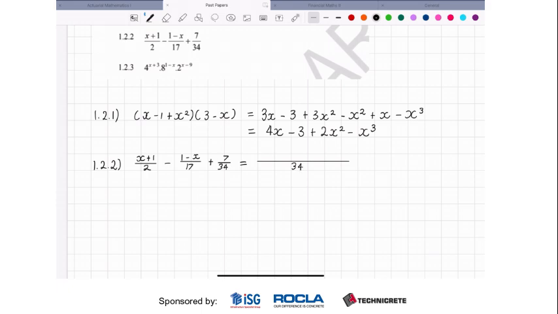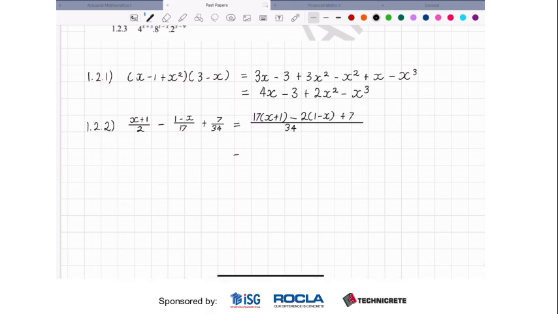For the first expression, x plus 1, I have to multiply it by 17. The second expression, I'm multiplying by 2, so I had negative 2 times 1 minus x. And the last one, I don't have to multiply by anything because the denominator was already 34. And now I'm going to expand the brackets. So for the first one, I have 17x plus 17 minus 2 plus 2x plus 7 over 34. And then I add up my x's and I add up my numbers.